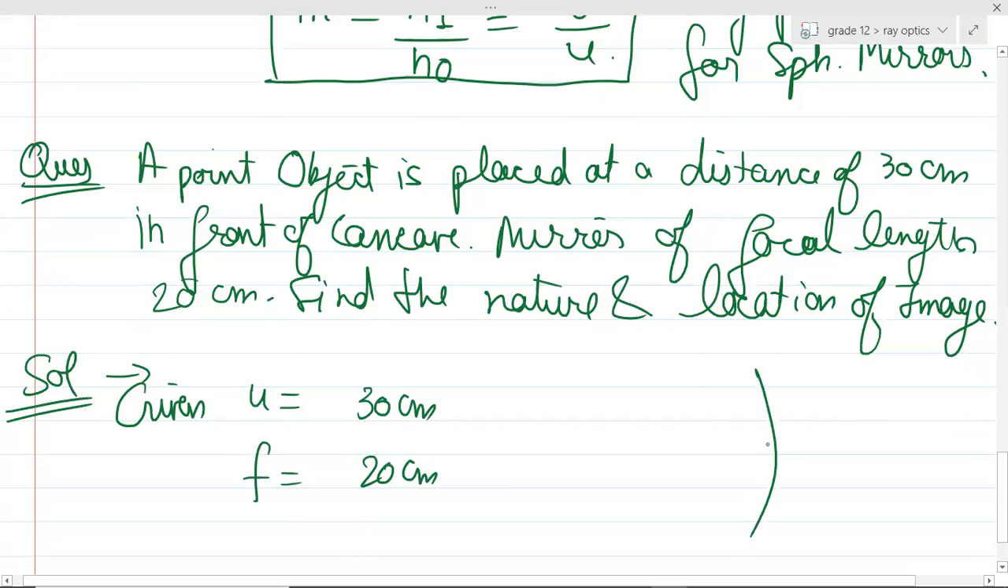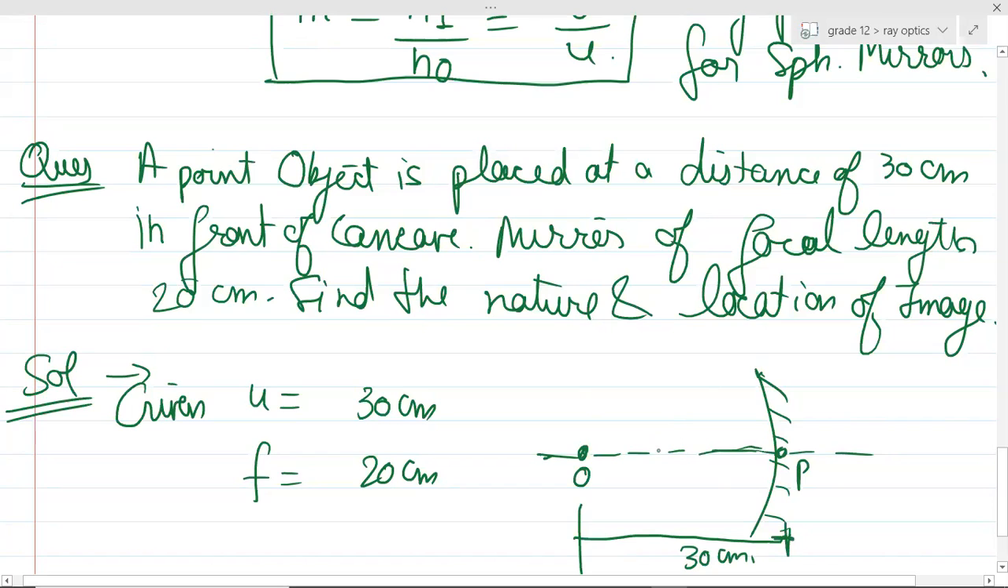Now draw the figure. Let's say I have drawn it over here, and this is the principal axis. This is where the object is, and this distance is 30 centimeter, and they have given the focal length as 20 centimeter. So the object is over here. Now tell me this particular thing: if focal length is 20, then radius of curvature will be 40. So can you see our object is placed between C and F?